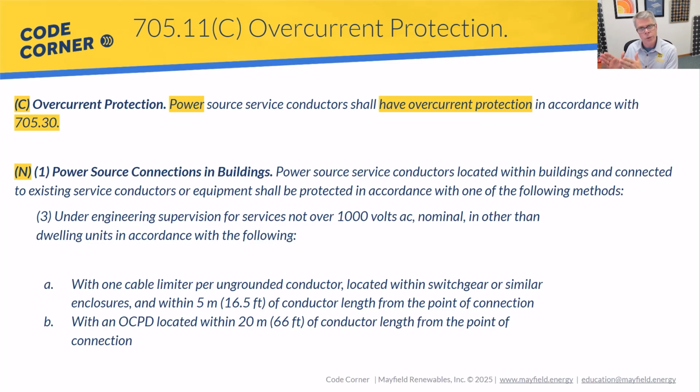So if you cannot get your overcurrent protection device within that 5 meters, like I showed in the last slide, you need to put a cable limiter in those 5 meters, and then within 20 meters of that point of connection, you need to have an overcurrent device. This will be your disconnect with a fuse or something like that inside of it. So again, this is really reverting back to those 2020 language requirements. Really this is the same as what we saw before, with a little bit different language, but we're going to have to do the same things to meet this code requirement.